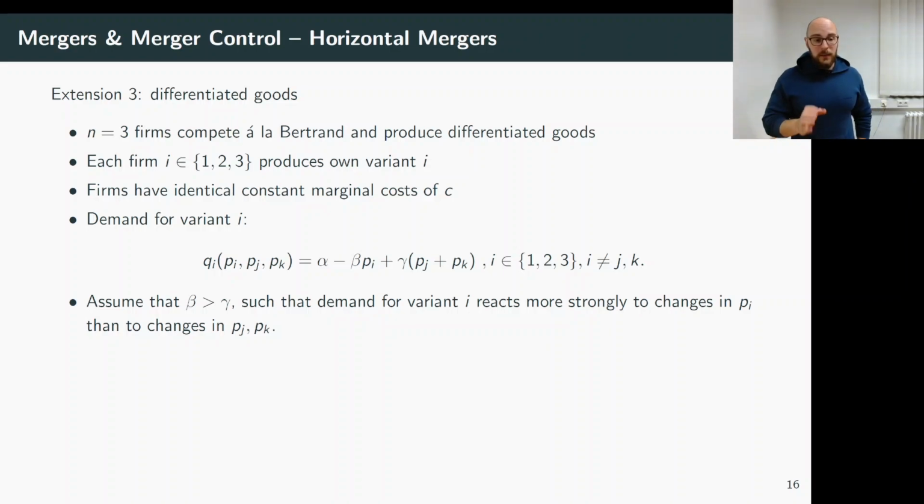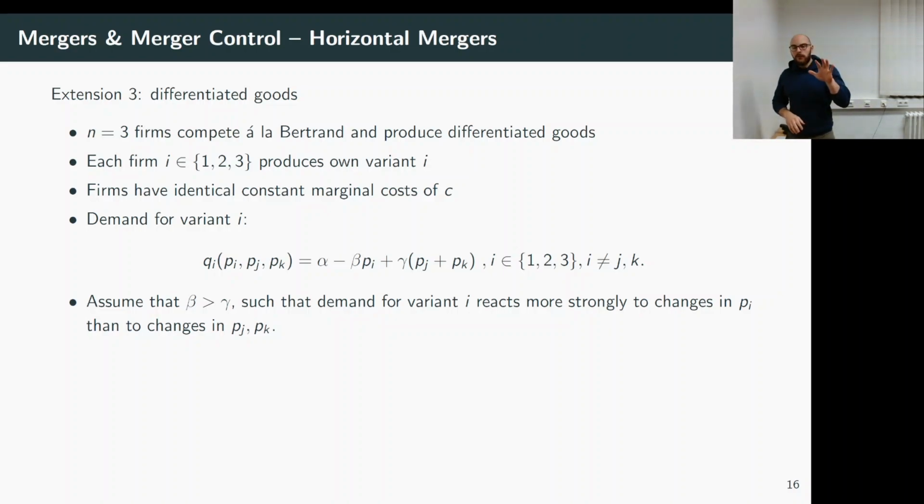And that idea we're going to capture here and assume that we have three firms in the market and they compete à la Cournot and they produce differentiated goods. What this basically means is that each firm produces a variant of a good, and these variants are perceived from the consumer's perspective as distinctive, right? So they're not the same. We also assume that the firms have identical marginal costs, so there's no asymmetry. The asymmetry here only comes from the consumers perceiving the products as imperfect substitutes.